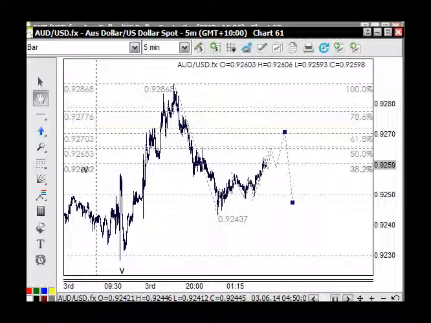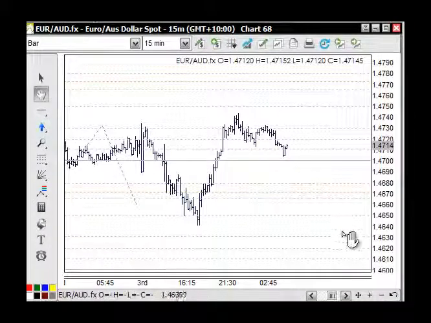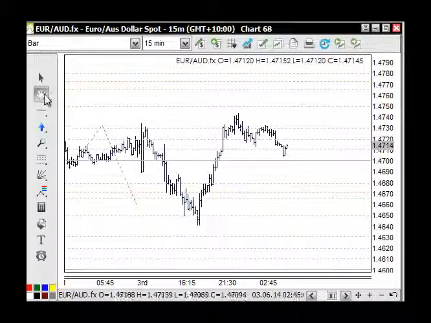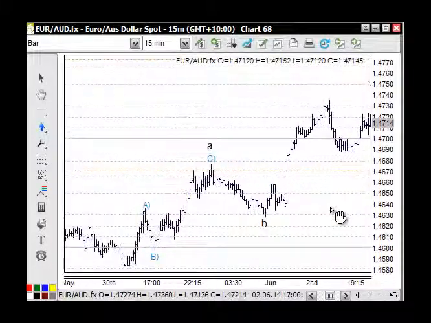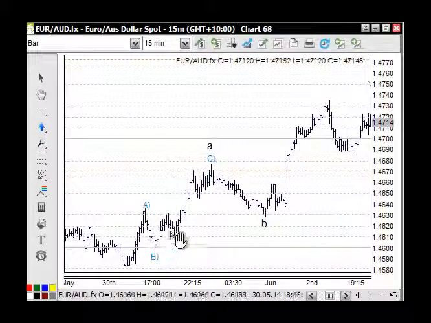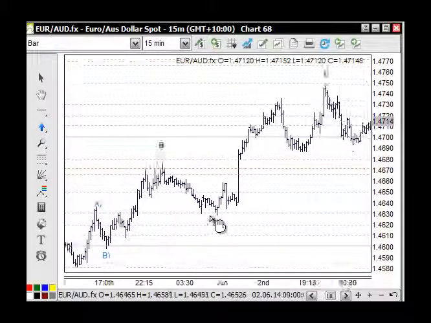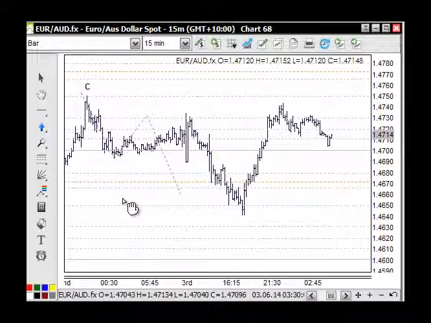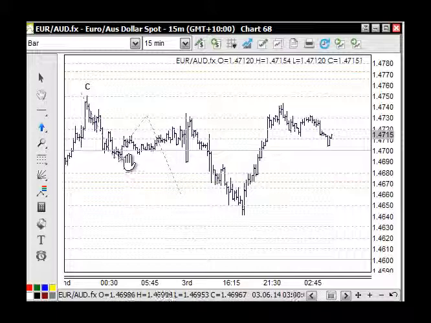Right, okay, moving on to the Euro Australian. Yesterday we were looking at a little A, B, and C here for the A wave, the B wave, and then the C wave up through to here. Then we were looking for an A and a B and a C coming back into here, then a C wave down to here as an A, B and C. So that's panned out. And now we've got this 5 wave structure up through to here.